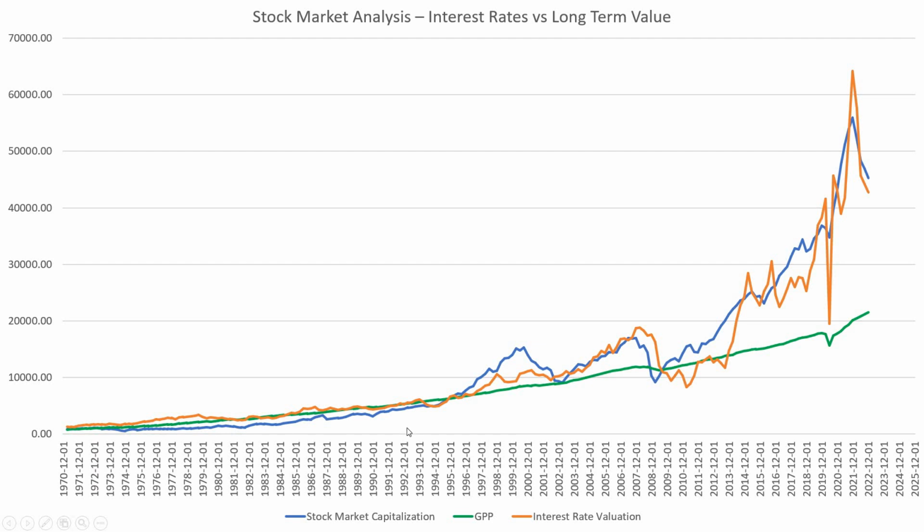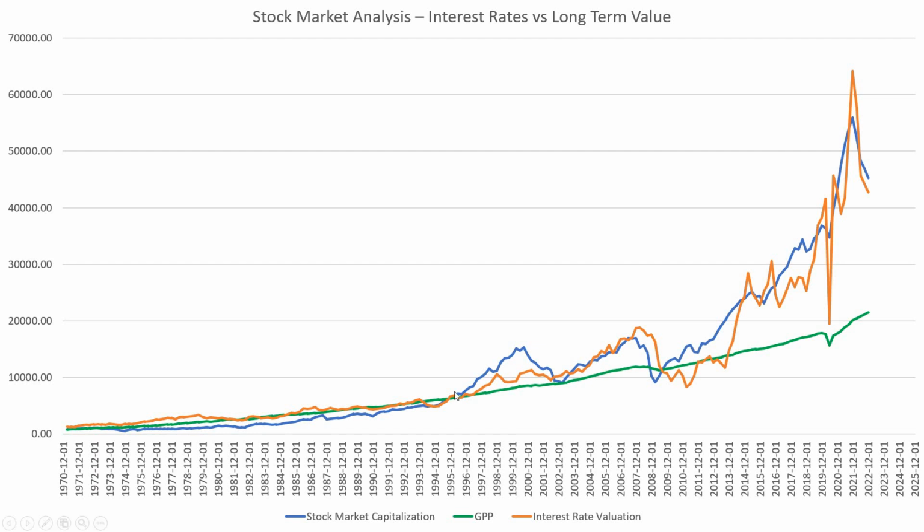Now, this green line here is the gross private product. It is the gross domestic product, subtracting out the government consumption and investment expenditure portion of GDP to get the private income. And what I'm depicting here is that the stock market capitalization was largely equal to gross private product until the mid-1990s.